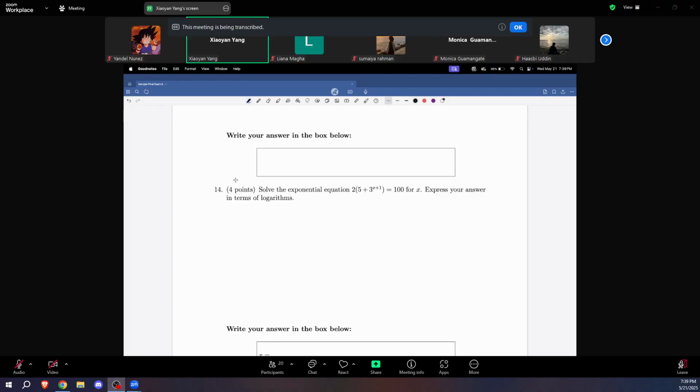Before you apply log, you have to notice that if you want to apply log, you have to apply the same base. This is the same base. You have to apply log 3. But before you apply log 3, you can trim everything. You just leave 3 to the x plus 1 on one side. How to do that? Step 1, divide by 2 on both sides. So I left 5 plus 3 to the x plus 1 equal to 50. Still not clear. I want to clear everything before 3 to the x plus 1. So we trim again. Subtract the 5 on both sides. So we have 3 to the x plus 1 equal to 45.